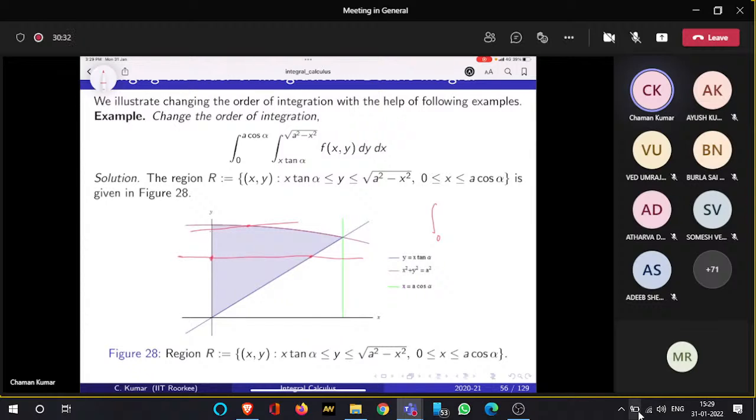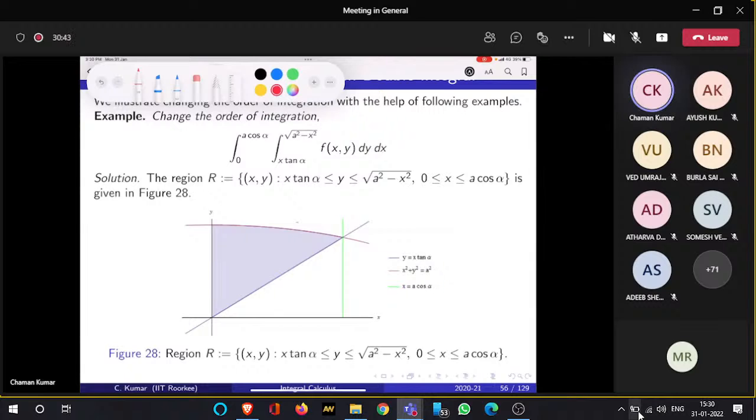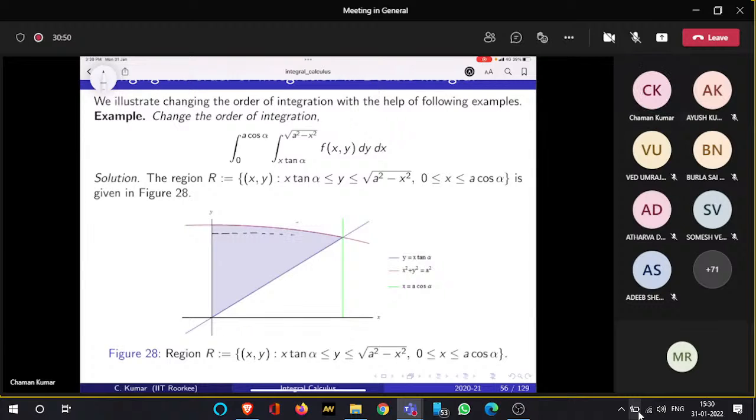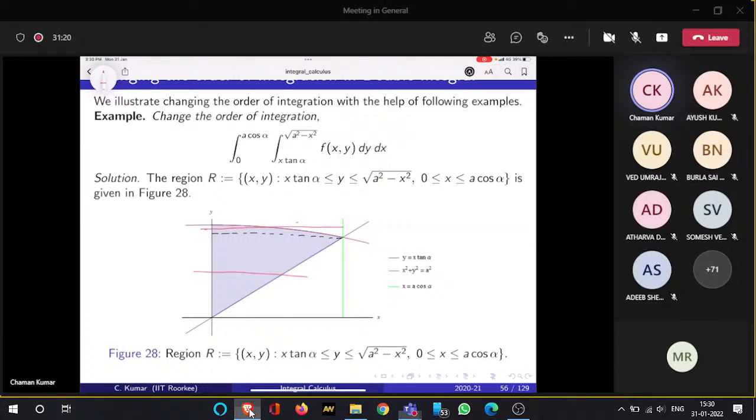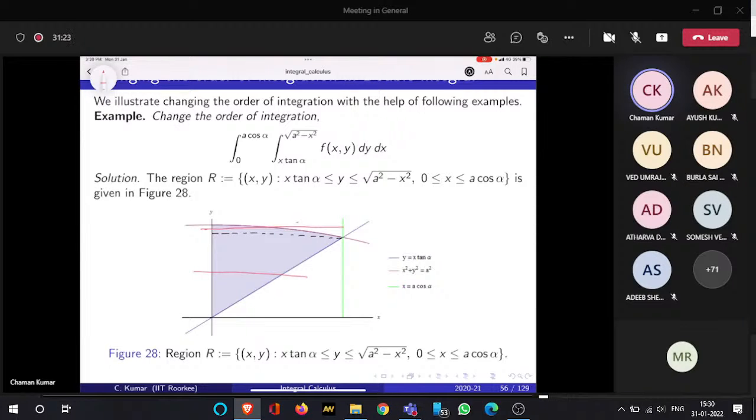So that means I need to divide this region into two parts. So that I'll do first. I'll divide this region into two parts. Now, if I draw a line parallel to the x-axis in this region, the entry point is 0 and the exit point is on the circle x square plus y square is equal to a square. If I draw a line parallel to the x-axis in the other region, the entry point is 0 and the exit point lies on the straight line y is equal to x tan alpha. So accordingly we do it.